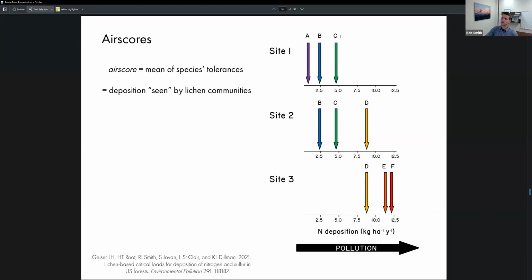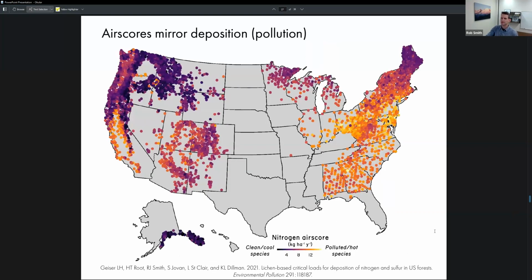So site 1 here, the collection of species have fairly low tolerances, so it would have a fairly low air score. Site 2 is kind of in the middle of the gradient, and on average, site 3 is relatively high. So this air score tells us something about the deposition as experienced by those lichen communities. And when we map those onto the landscape, we find relatively good correspondence between those air scores and the actual deposition experienced. You may also be thinking about how this overlays onto a climate map, because a lot of the low air score sites are in relatively cool or moist areas, and vice versa for the high air scores.